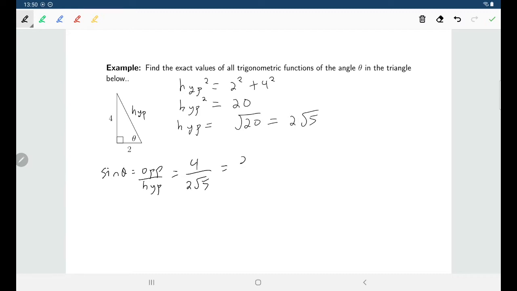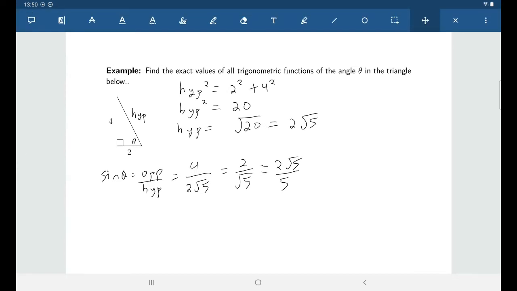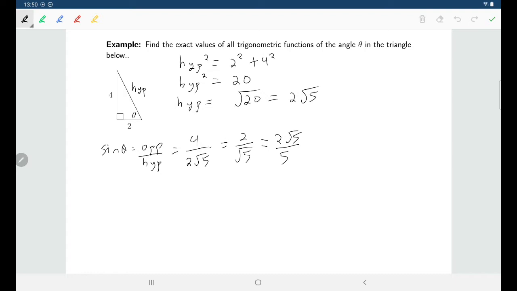And then I'm just going to put this in simplest terms. The 4 and the 2 I can cancel, and then multiplying top and bottom by root 5, rationalizing that denominator, there we go. I have sine of theta is 2 root 5 over 5. Now, I'm going to get a second thing for the price of one, which is once I know sine of theta, I automatically will know what cosecant of theta is. Because remember, cosecant of theta should be the reciprocal of sine.